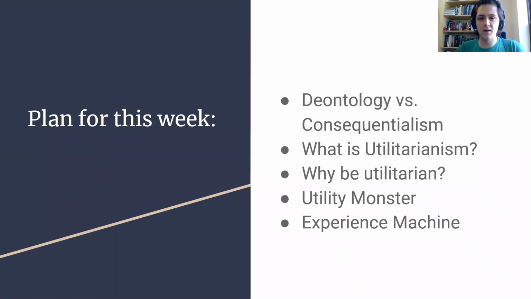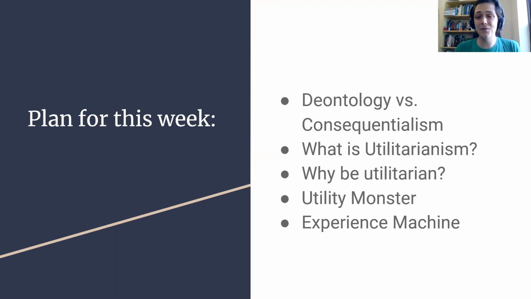So a brief overview for what we're going to do. First, I want to talk about deontology versus consequentialism. So Kantianism is a form of deontology, but utilitarianism is a form of consequentialism. And deontology and consequentialism are two different categories of ethical theories. And so comparing and contrasting those can be helpful in understanding what our options are for having an ethical theory.